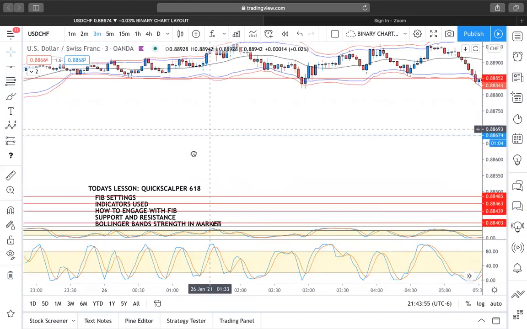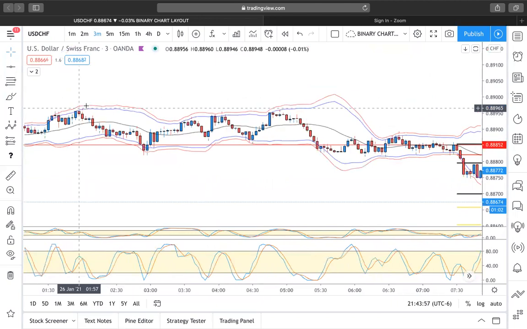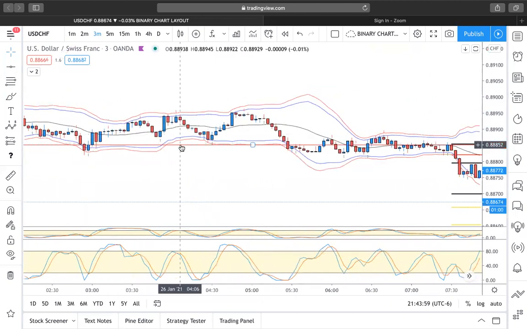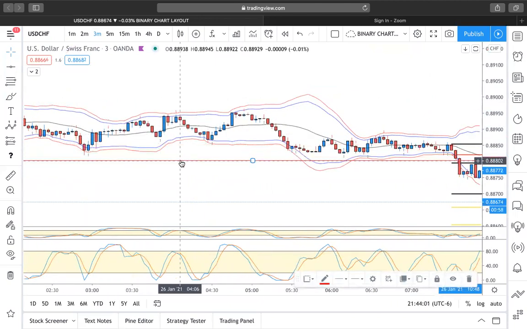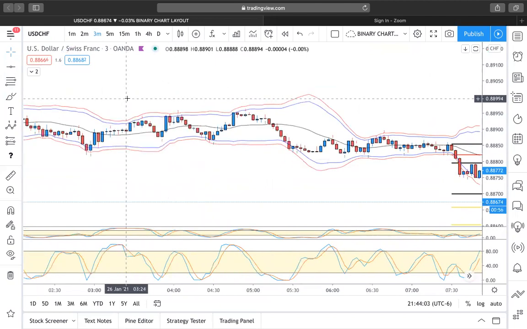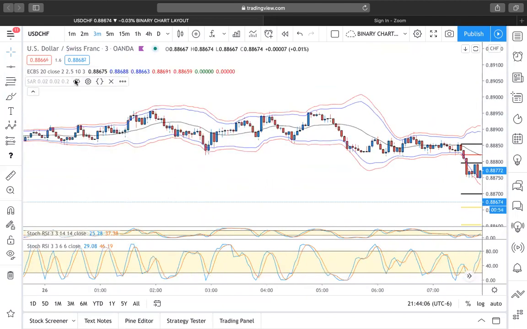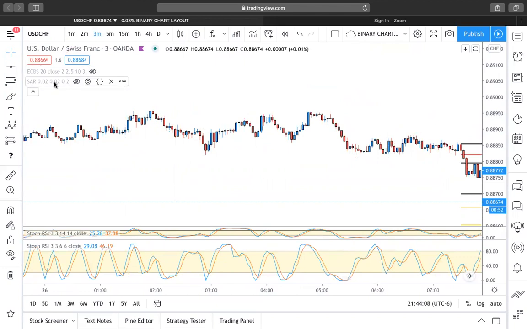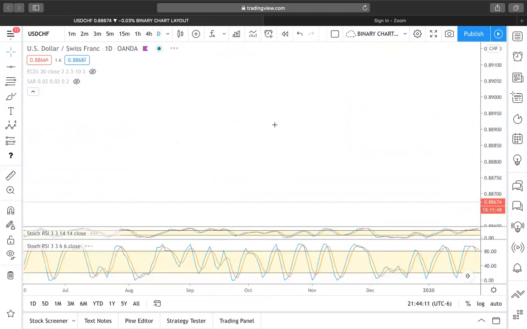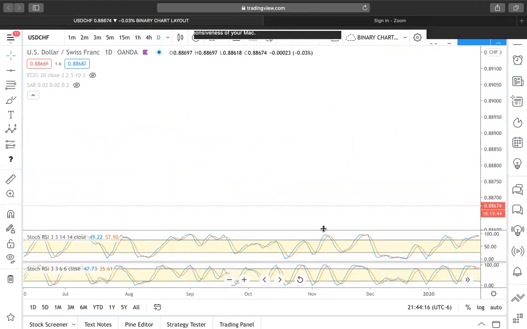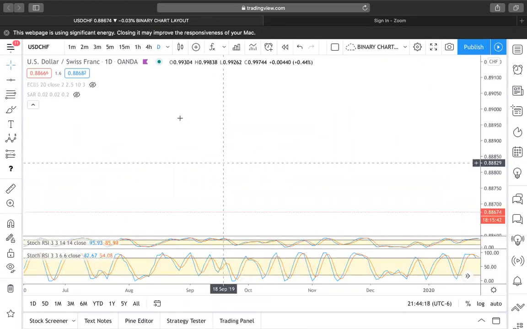The last thing I'm going to talk about is support and resistance. Support and resistance is very basic. It's very simple, but I want to show you guys something that I think will be really cool. Start from the day chart. Okay. I'm going to show you guys some secret sauce real quick.